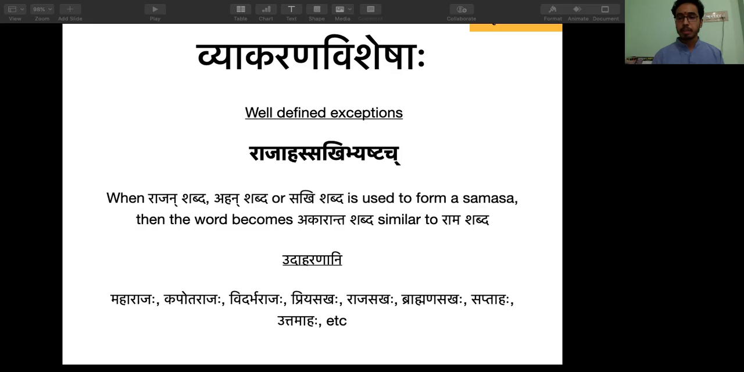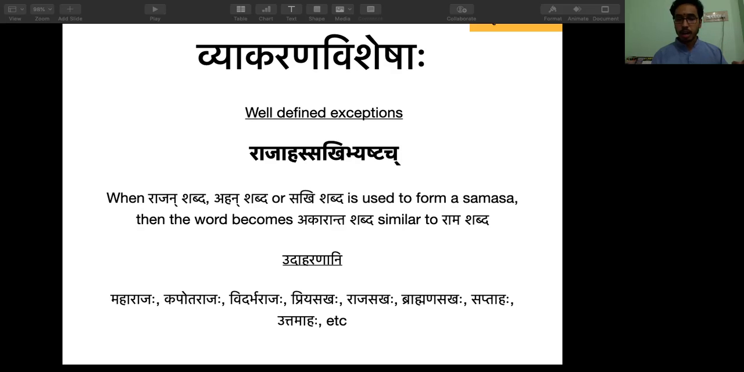or Sakhi Shabda, in a Samasa, as I told you, Rajan is Nakaranta Pullinga, Ahan is also Nakaranta Pullinga, Sakhi is Sakhi, Sakhino, Sakhinaha. When you use all these Shabdas in a Samasa, for example Mahan Chasau Rajacha, that's a Samasa. How to create a Samasa, you learn at a later stage. But when you have some prefix to Raja, Aha, or Sakha, the complete word will become Akaranta, similar to Rama Shabda. Rajan is Nakaranta originally, but after the Samasa, when you club multiple words together, it becomes a compound word, and that compound word will become Akaranta Shabda, similar to Rama Shabda.